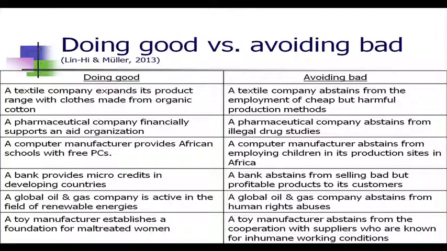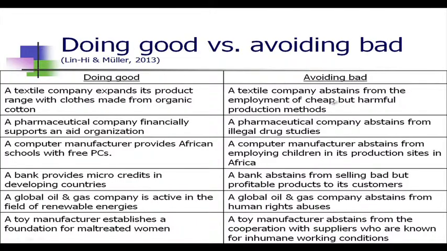Now, responsibility and irresponsibility lie on a continuum. You can do good, you can avoid the bad, and you can do bad. So doing good and doing bad are at the ends, and somewhere in the middle lies avoiding bad. Here are some examples, and you'll see the difference between doing good and avoiding bad. There is still a difference.